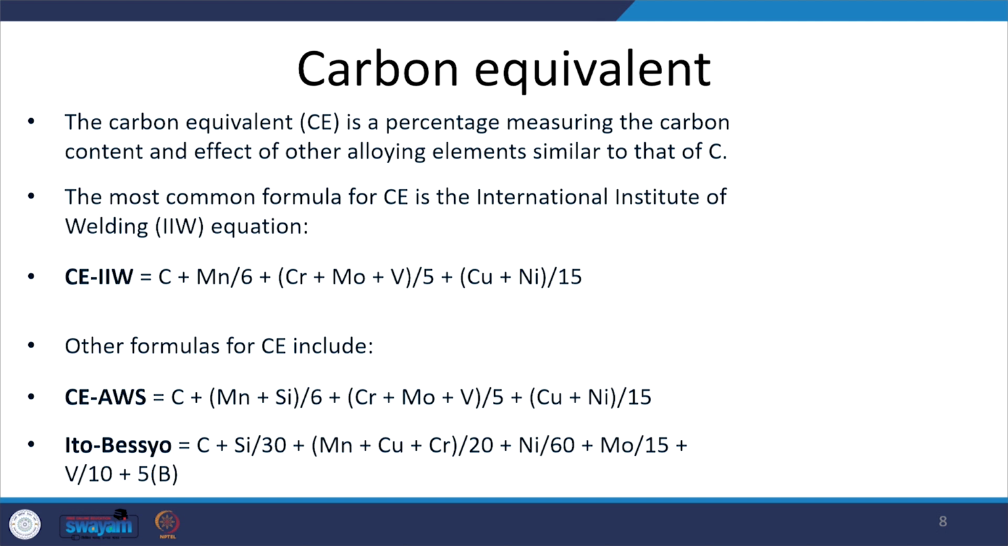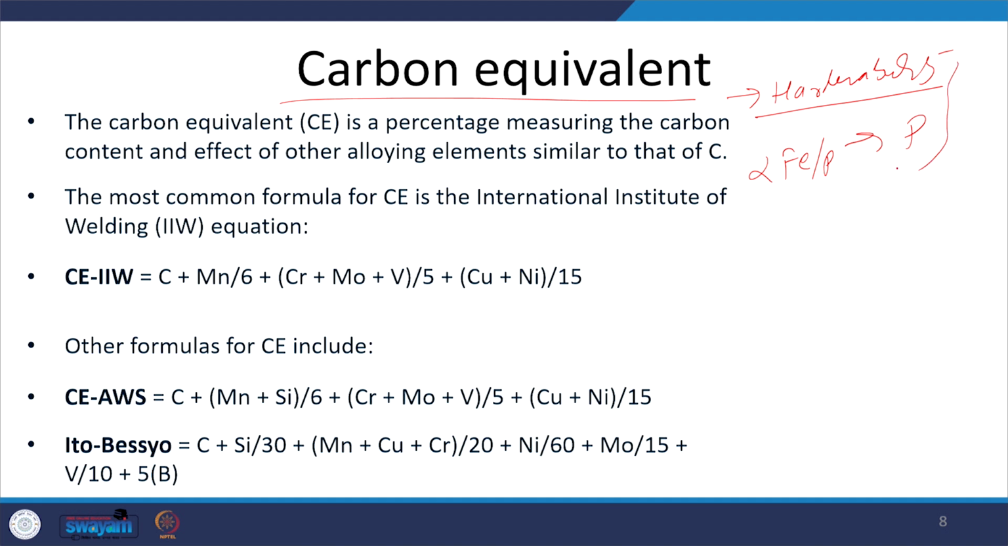So, carbon equivalent is one of the parameters which is very important from the welding point of view, because it determines the hardenability, how easily a metal can be hardened through the transformation of soft phases, like ferrite and pearlite, into martensite. And what is this carbon equivalent, basically? The carbon equivalent is the percentage measuring the carbon content and the effect of other alloying elements similar to that of the carbon.